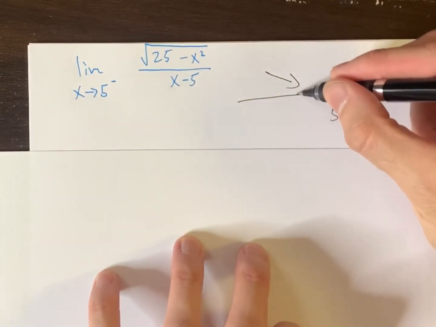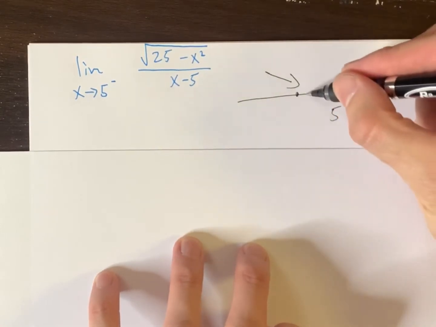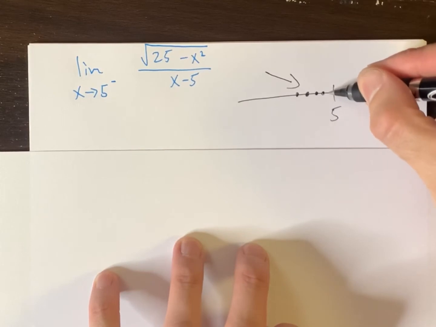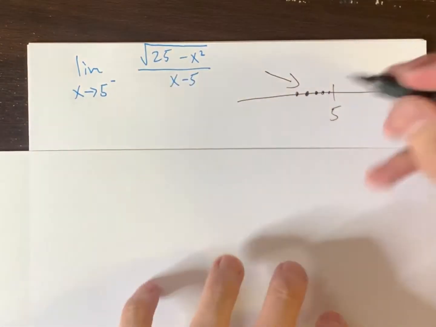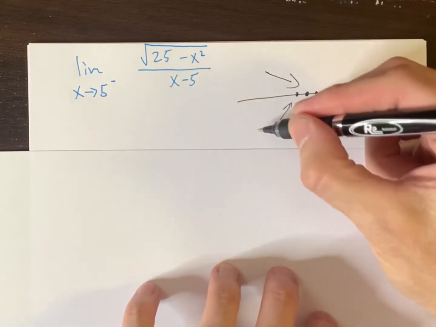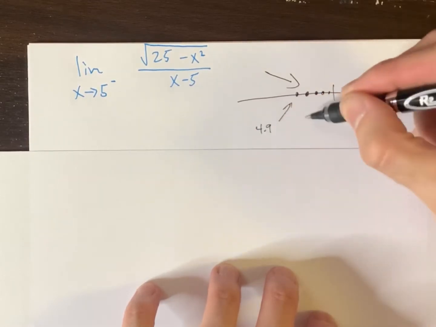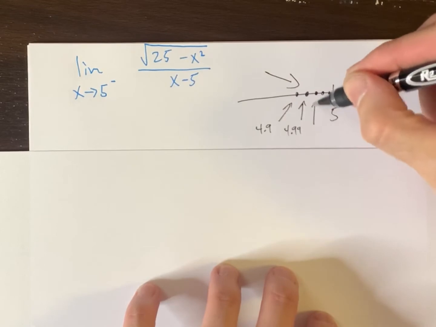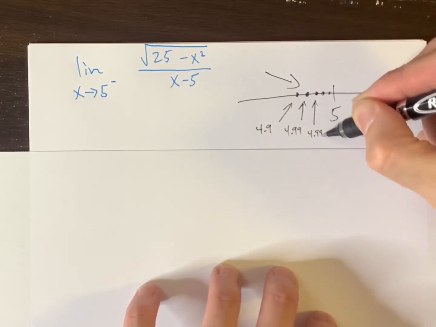So we want to pick this number, and then we want to pick this number, and then we want to pick this, and this. We want to get closer to 5 from the left. So for instance, this number, that can be like 4.9. This one, that could be like 4.99. That one, 4.999. You see what I'm saying?